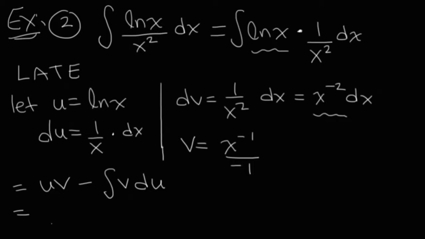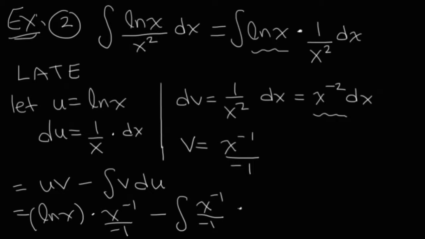So now we're just going to sub them in. I'm going to get u, which is ln of x, times v, which we have right there, x to the negative 1 over negative 1, and then minus the integral of v, which is x to the negative 1 over negative 1, times du, and our du is 1 over x dx. Okay, so there we have it. Now, of course, we need to simplify that, so we're going to do that at the next step.